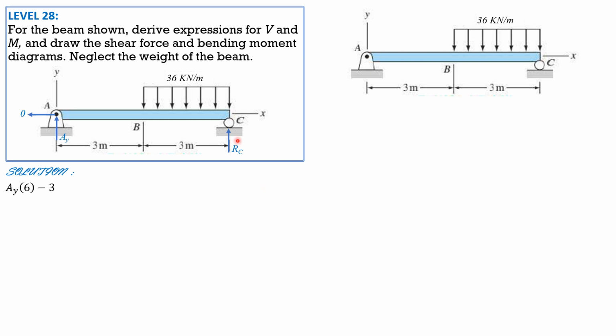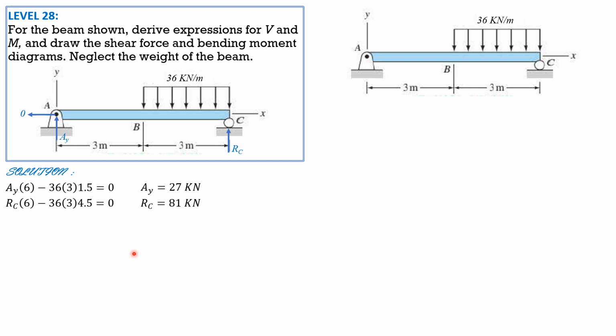Summation of moment about C equals 0: AY times 6 minus 36 times 3 times 1.5, since the load acts at the centroid, 1.5 from C, half of 3, equals 0. So AY is equal to 27 kilonewtons. Likewise, summation of moment about A equals 0: R sub C times 6 minus 36 times 3 times 4.5, which is 1.5 plus 3, equals 0. So R sub C is 81 kilonewtons.